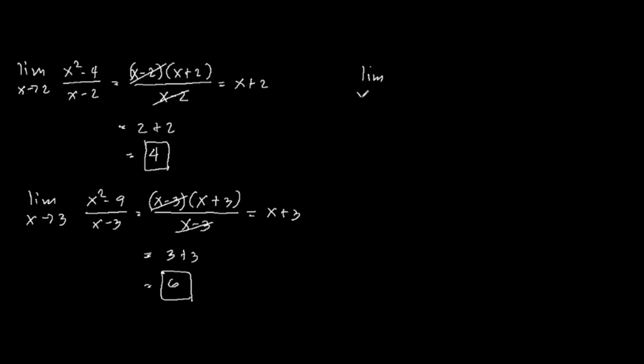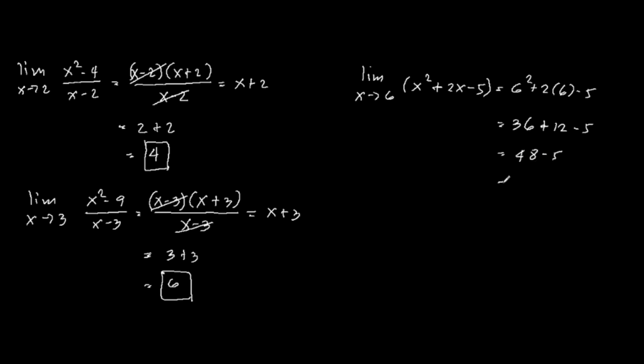The limit of x approaches 6 wherein the function is x squared plus 2x plus 5. We don't have a denominator, so we simply substitute the value of x to 6, wherein 6 squared plus twice 6 minus 5. 6 times 6 is 36, plus 2 times 6 is 12, minus 5. 36 plus 12 is 48, minus 5, or 43. So the value is equivalent to 43. Next example.